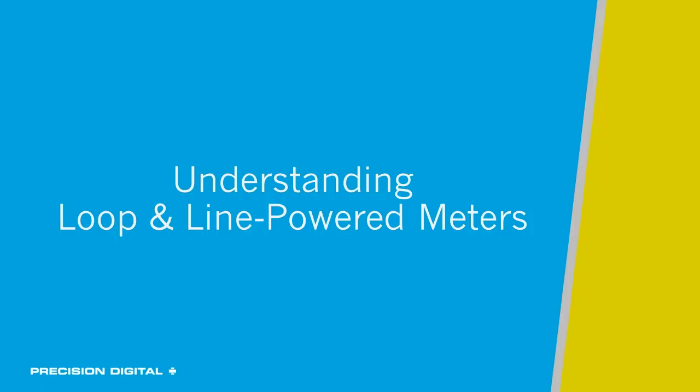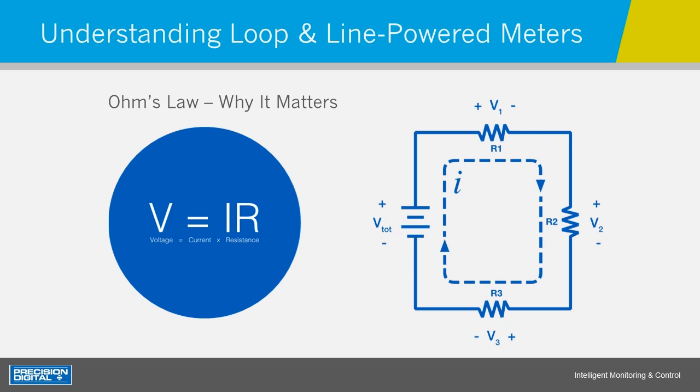All right, so we will cover a little bit of the basics of loop-powered meters and 4 to 20 loops, but we won't spend too much time on that, just to do a quick refresher. So we're going to start with understanding loop and line-powered meters. And first, to understand what a loop-powered meter is, we've got to know what loop we're talking about.